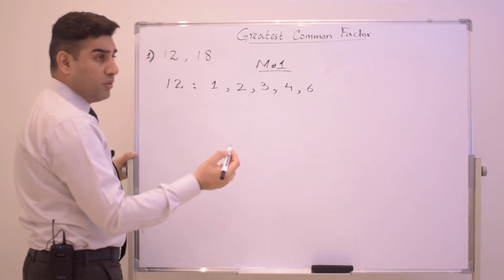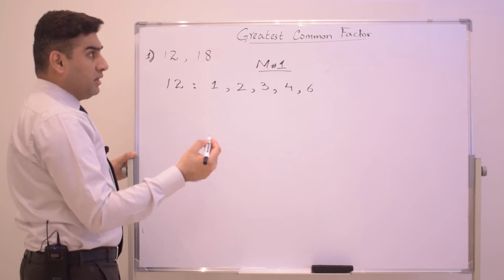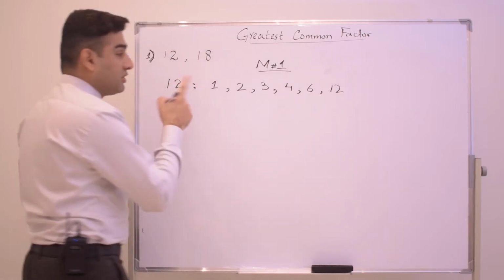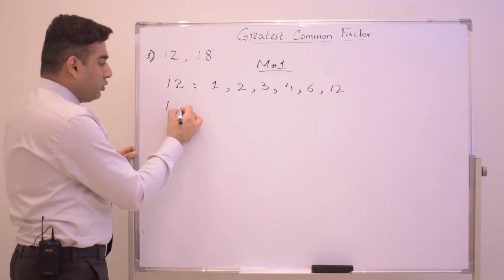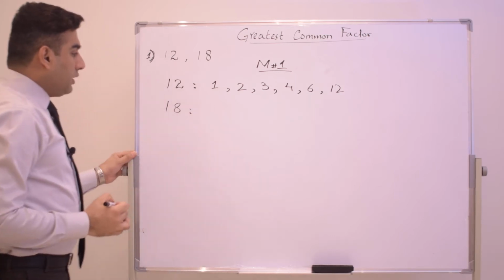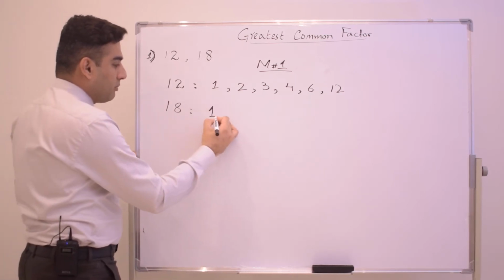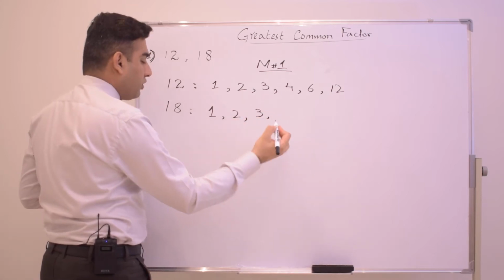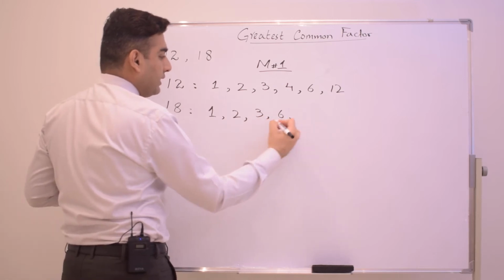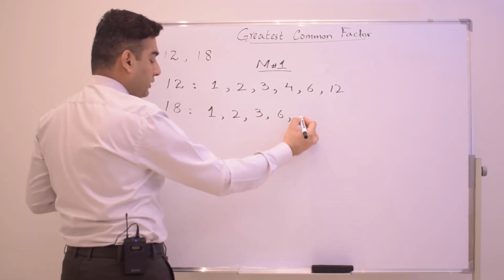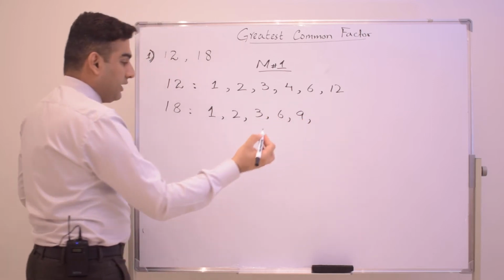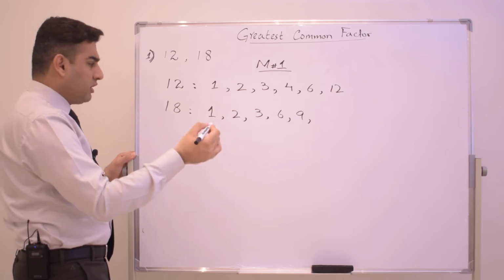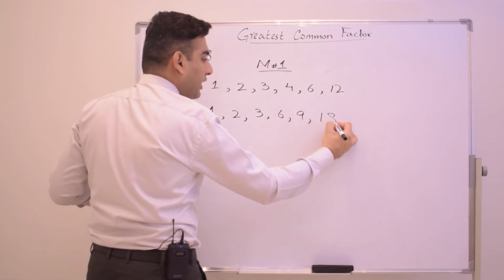7, no. 8, no. 9, no. 10, it will not go. 11, no. And the last factor of 12 is 12. Now guys, the same method we'll do with the number 18. Number 18, first factor number 1, it is divisible by 2, divisible by 3, not 4, not 5, yes, 6. 7, no. 8, no. 9, yes, of course. 10, 11, 12, 13, 14, 15, 16, 17.